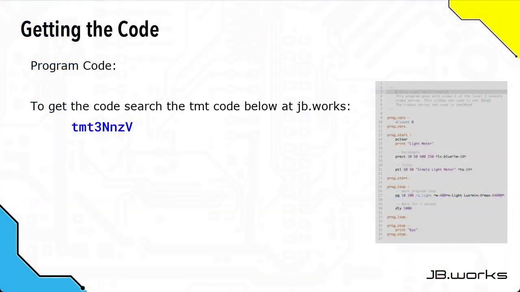To get the code for the program that we just ran, simply go to jb.works, and when you're there, search for this TMT code at the search prompt, and you'll be taken straight to the code.